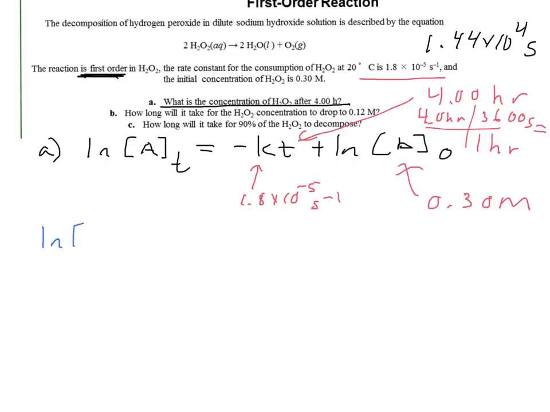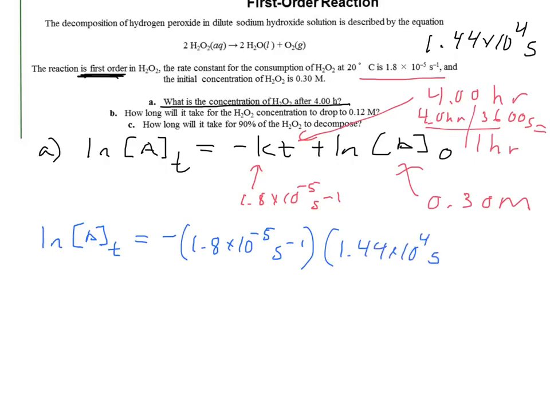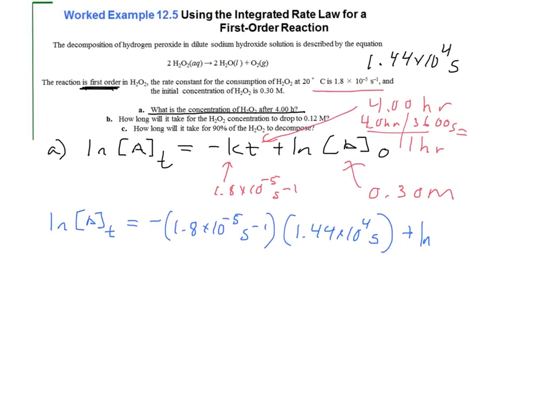where I have the natural log of A at time t is equal to a negative 1.8 times 10 to the negative fifth inverse seconds times 1.44 times 10 to the fourth seconds, plus the natural log of 0.30 molar.